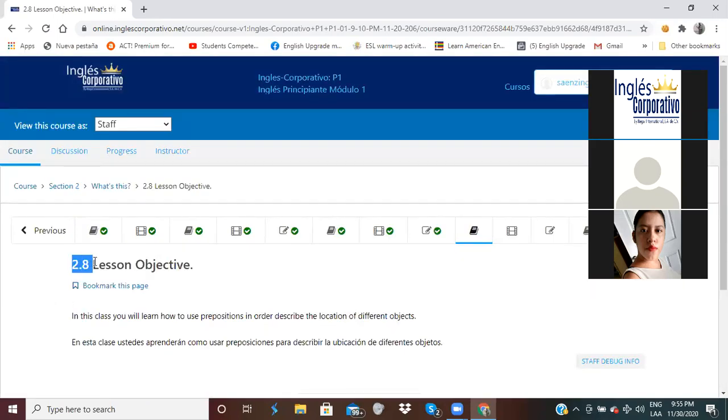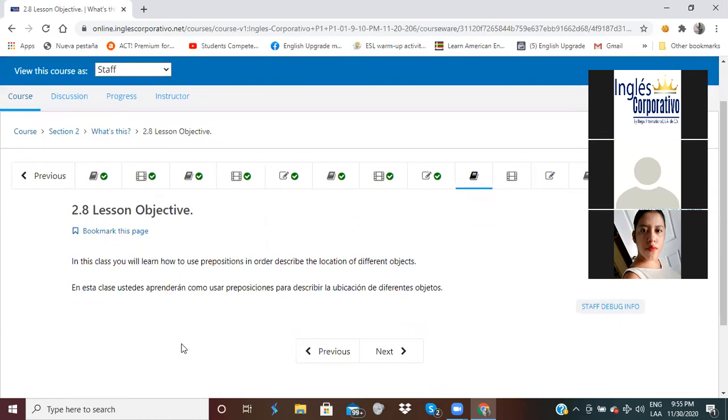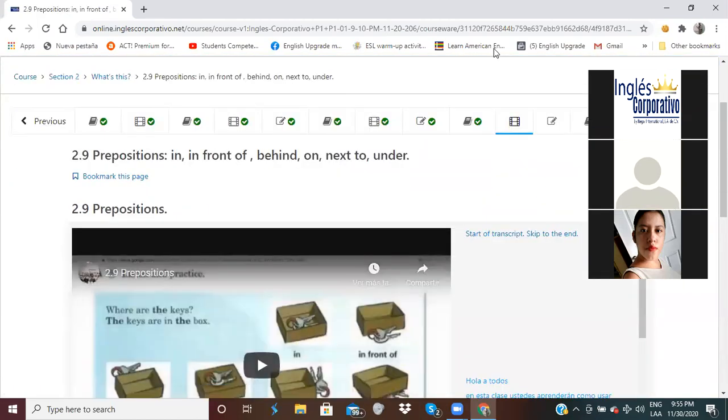Okay. Let's look at 2.8. In this class, you will learn how to use prepositions in order to describe location of different objects. En esta clase, ustedes aprenderán cómo usar preposiciones para describir la ubicación de diferentes objetos. Listen, please.